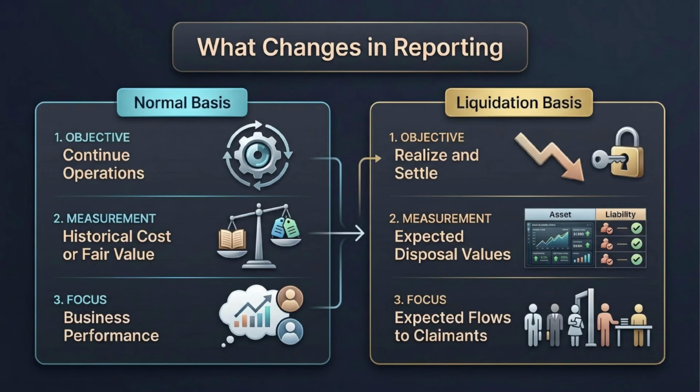So what actually changes in reporting? Under normal basis, financial statements assume the entity continues operations. Assets, liabilities, revenue and expenses are reported under the ordinary going concern model. Under liquidation basis, the question changes completely. Users are no longer asking, how is this business performing? They are asking, what amount is expected to remain after assets are realized and obligations are settled? That is a major conceptual shift. Liquidation basis is not a slightly revised balance sheet. It is a different reporting objective.